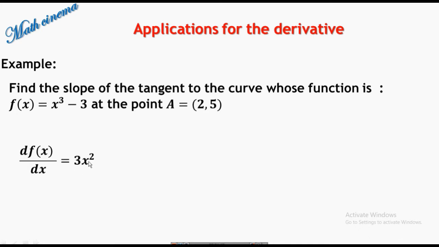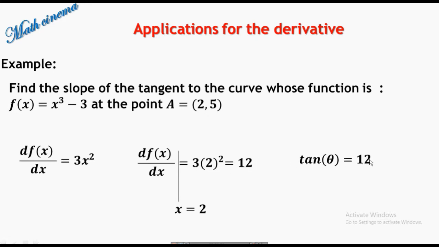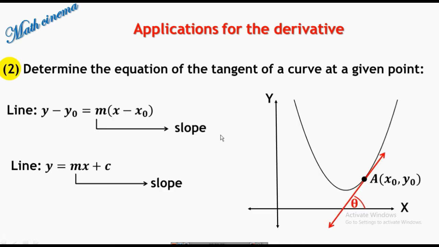So the first derivative is 3x power 2. Then replace x by 2. So the first derivative at x equals 2 is 3 times 2 power 2, which is 3 times 4 equals 12. Now you have tan theta equals the slope, so tan theta equals 12. Then theta equals tan inverse of 12. Use your calculator. So theta equals 85.23 degrees.